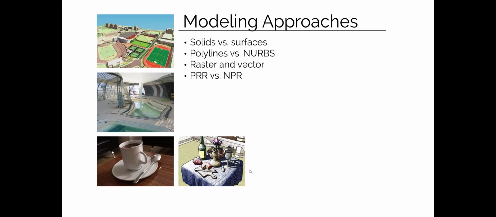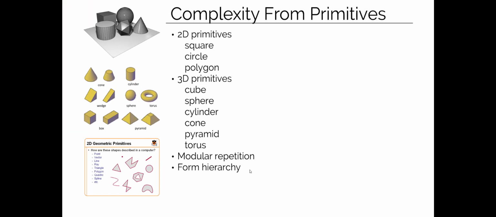And then there's different modeling approaches. I mentioned that SketchUp is a surface modeler. It just understands lines and surfaces. That's it. It doesn't understand geometric primitives. So we've got polylines versus NURBS. We've got raster versus vector, and PR is photorealistic rendering versus non-photorealistic rendering. A lot of these are available within the same packages, but you need to understand the difference between those so that you can make the best choices of what's working for what you need to do.